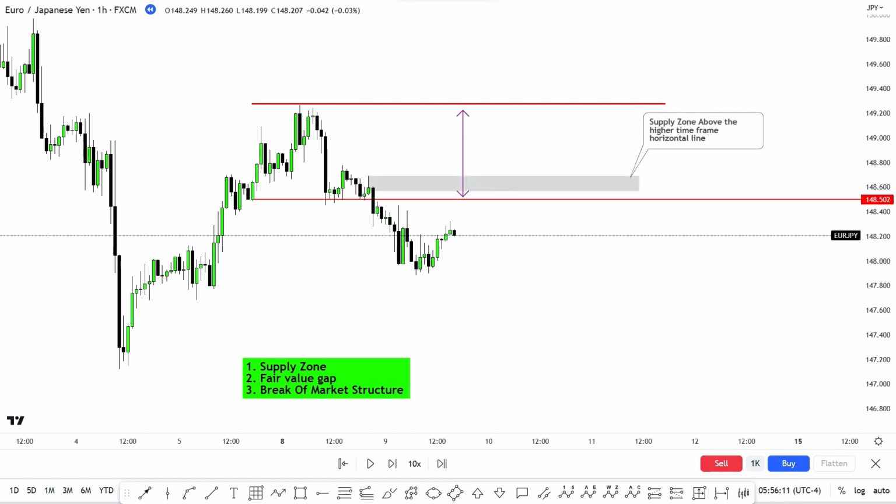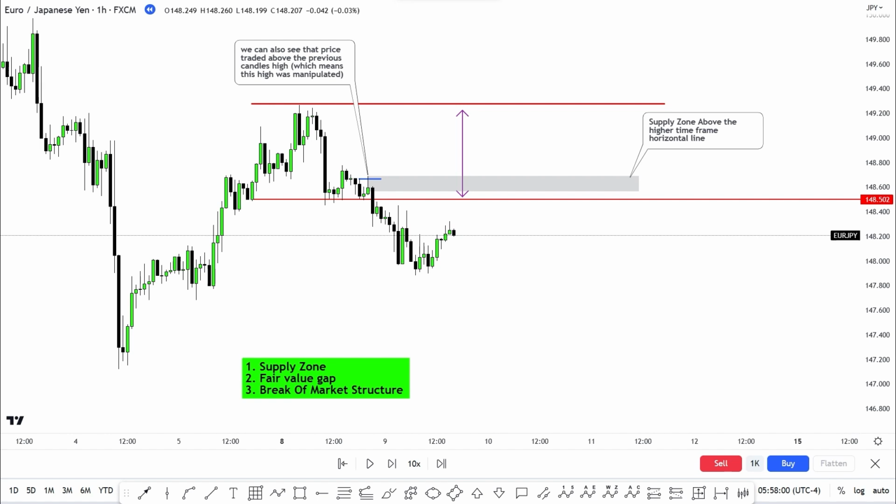Now we can see that we have a supply zone above the red line. And remember, the supply zone that you choose must be close to the fair value gap. We can see that the market manipulated the high of the previous candle. It may be a hidden supply or selling pressure in that area. This manipulation can act as a signal that the market is actively working to push prices lower, potentially trapping traders who are holding long positions.